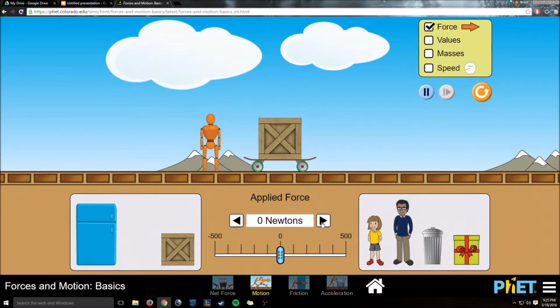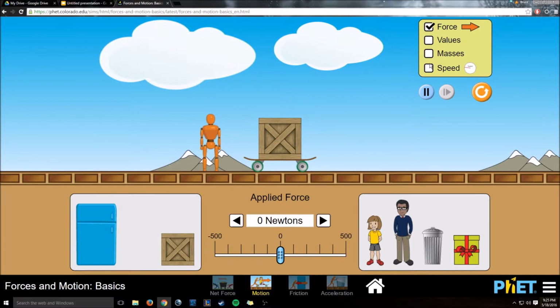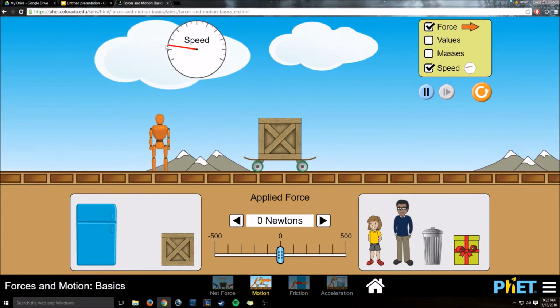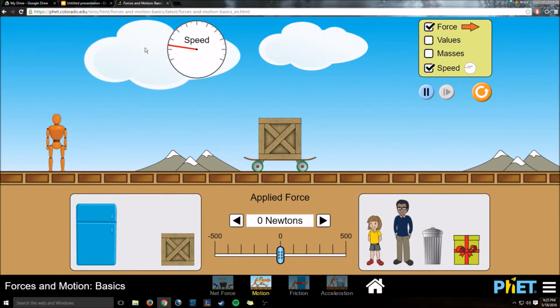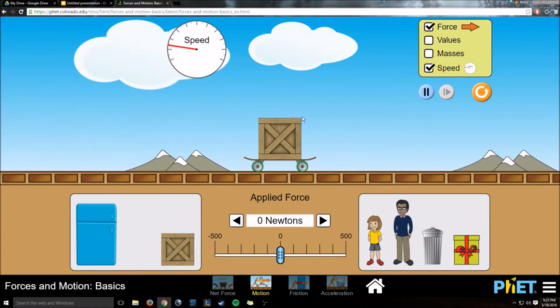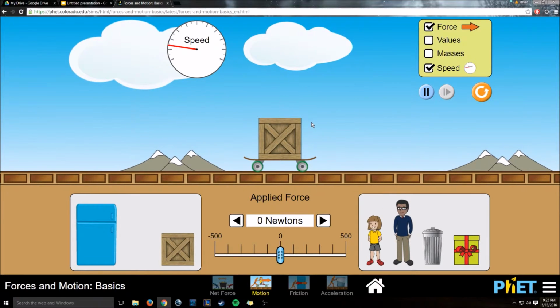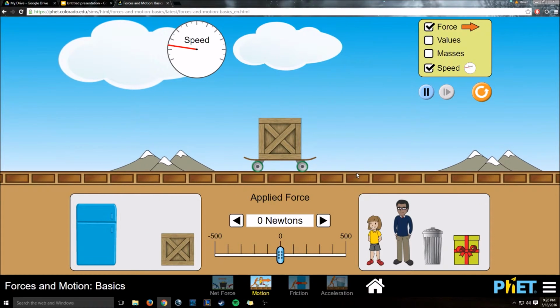So if we just apply a quick amount of force, let's say 150, and then get rid of that force, you can see that the speed isn't going to change because there is no friction at all. So it's going to keep going the same exact speed through this whole thing because no other force is acting upon it. Therefore, Newton's first law, it's going to keep continuing at that same speed and same direction.